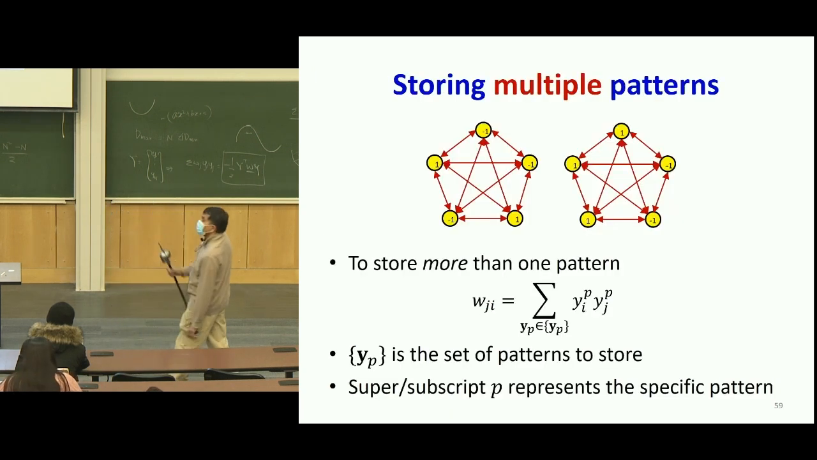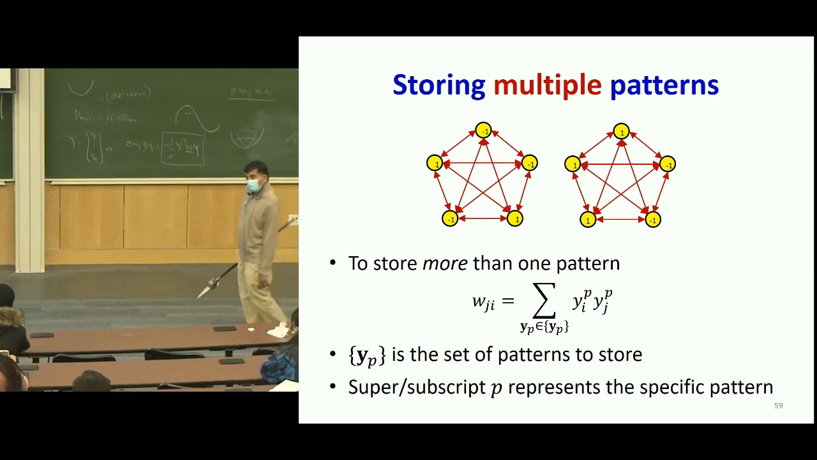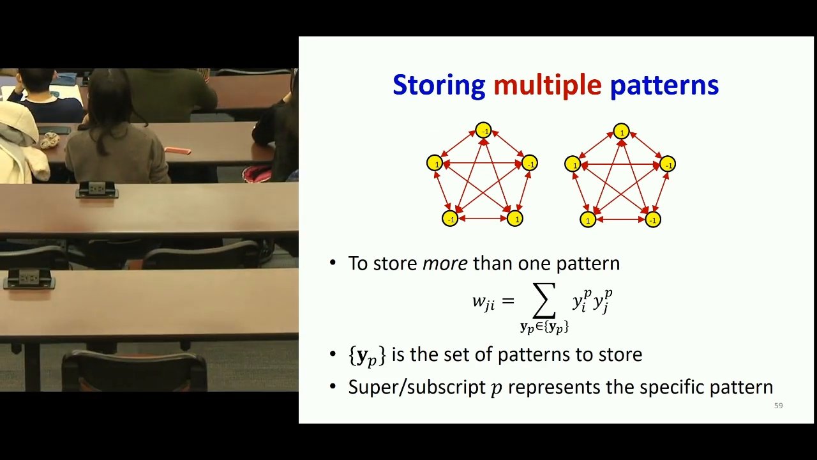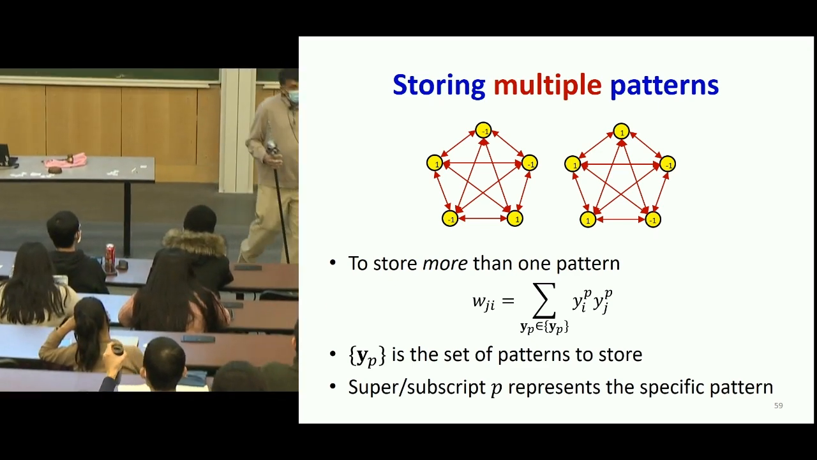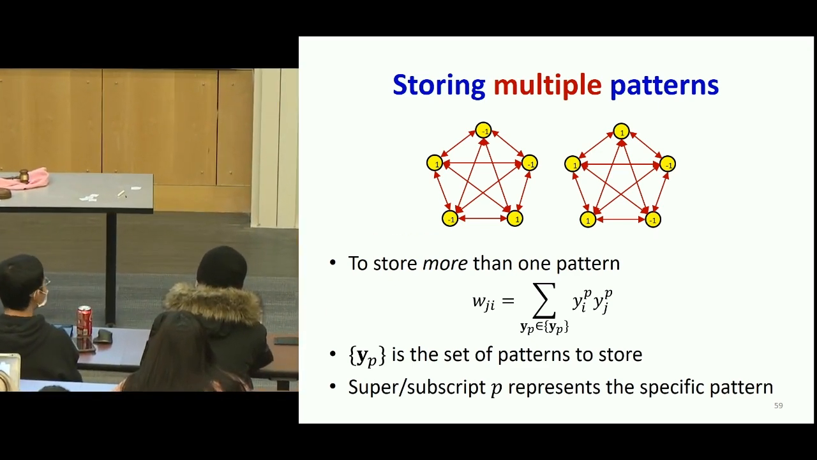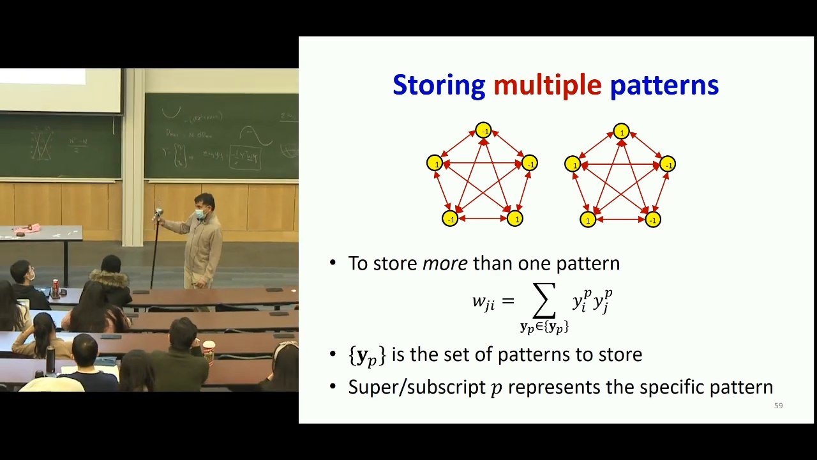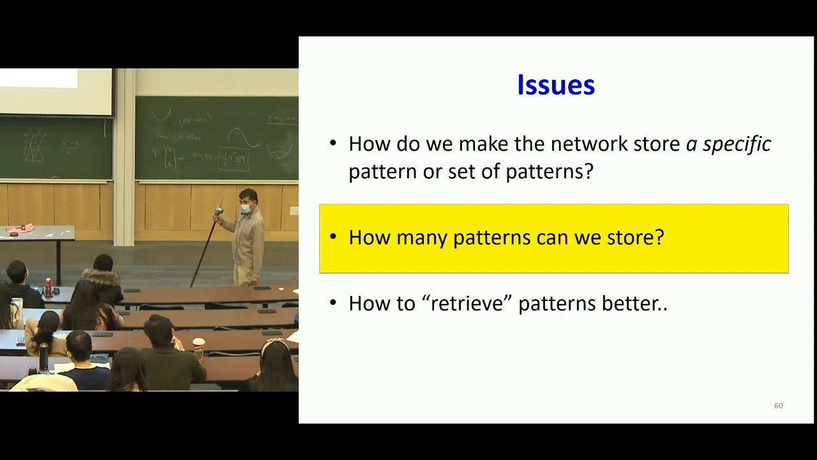But then suppose I want to store more than one pattern. In our examples, we were actually storing more than one pattern, right? Then what happens? Then I can just use Hebbian learning and average over all of the patterns that I'm trying to store. And if I do this, there's a problem. The weights that are good for one pattern may not be good for another pattern. So in the process of trying to remember one pattern, I can end up damaging the other pattern. So this problem comes back to how many patterns can we store.